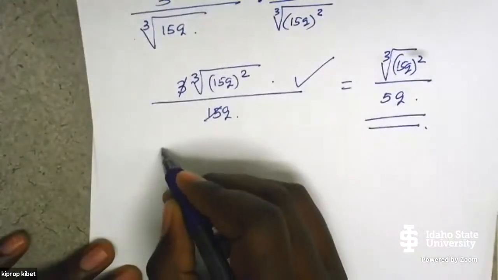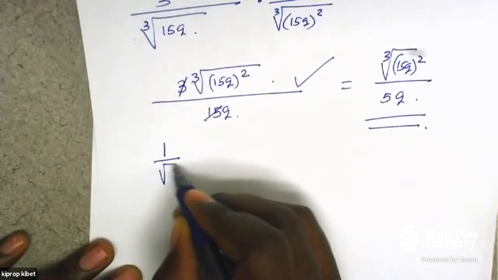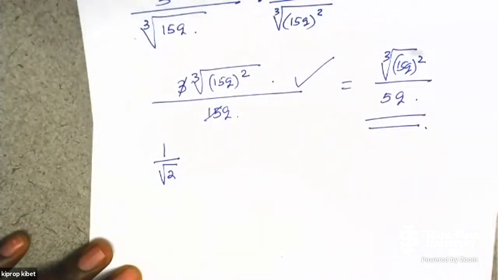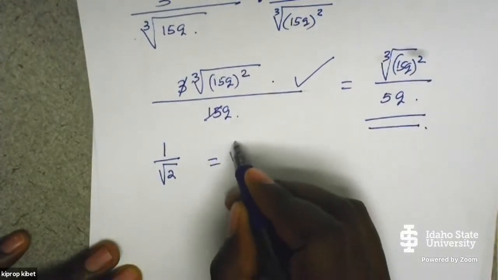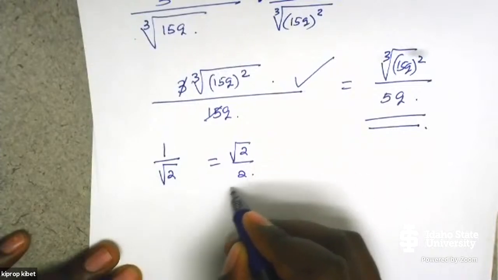If you have 1 all over the cube root of 2, simplify. So this will give us the cube root of 2 squared over 2.